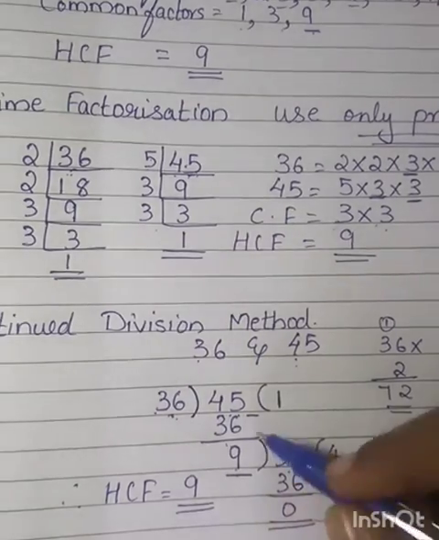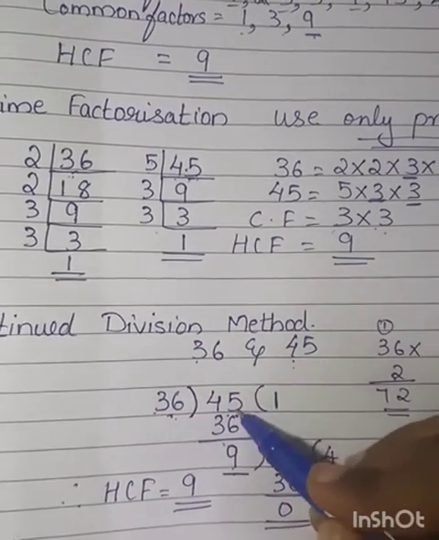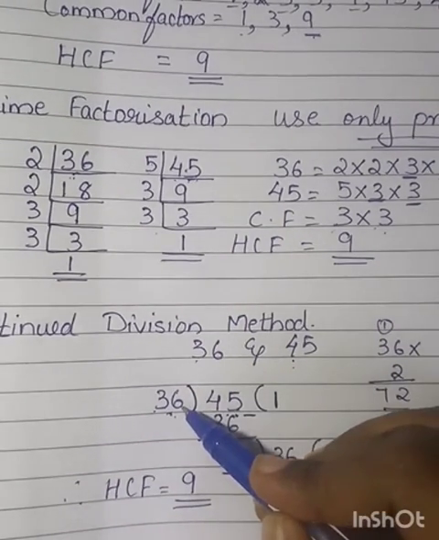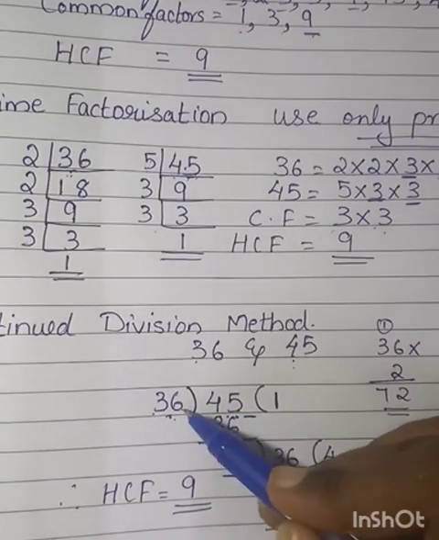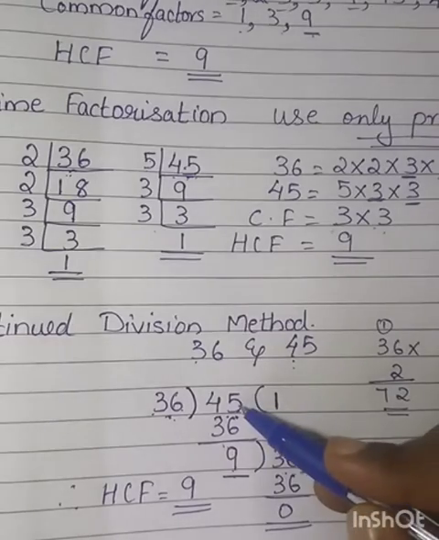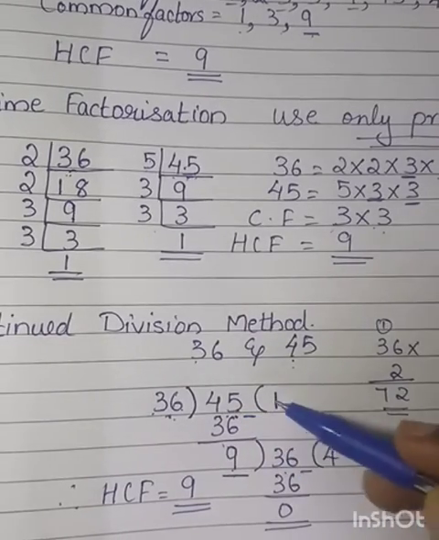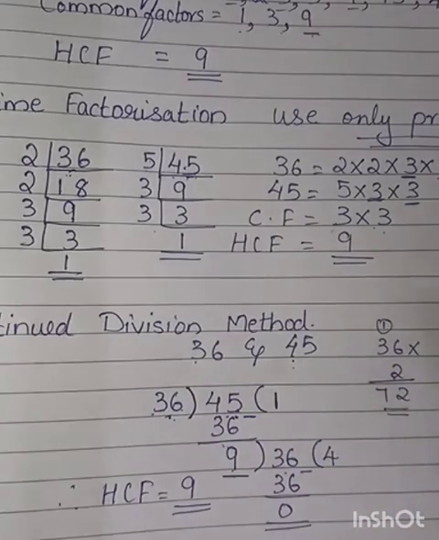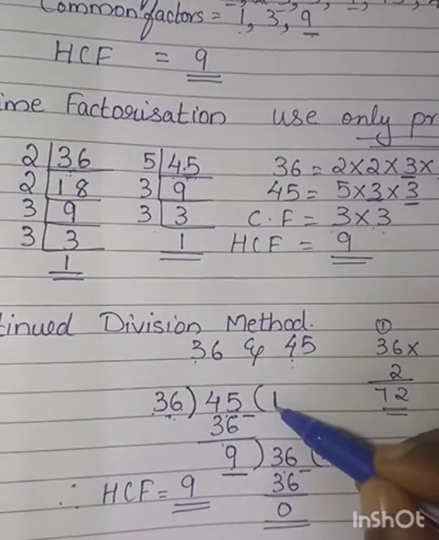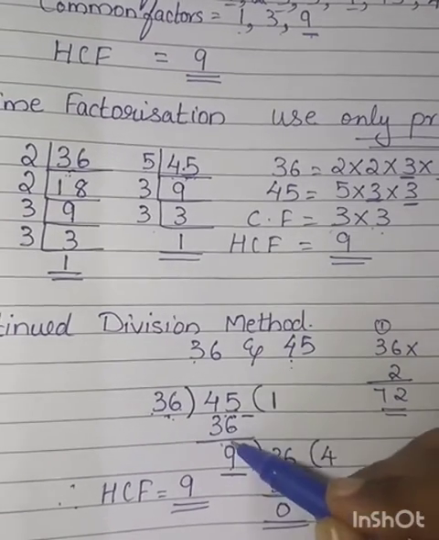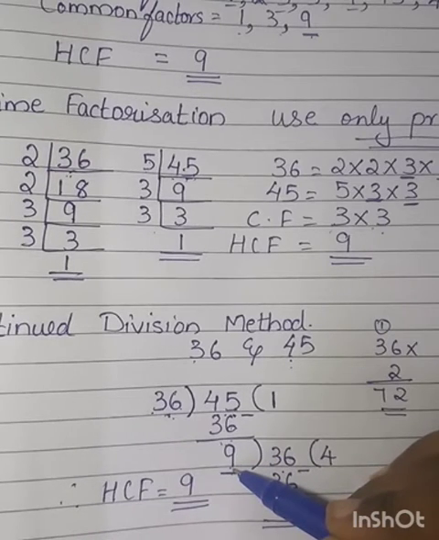Okay, continued division. First we will divide the big number with the small number. So here it is 45 divided by 36. In the 36 table we need to check how many times 45 is going. It is not going fully, so we will take the smaller number, 36 itself, that is 1 time. Then we will subtract, so we got the remainder 9.